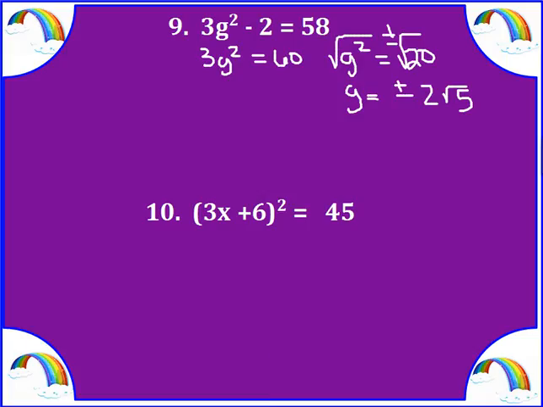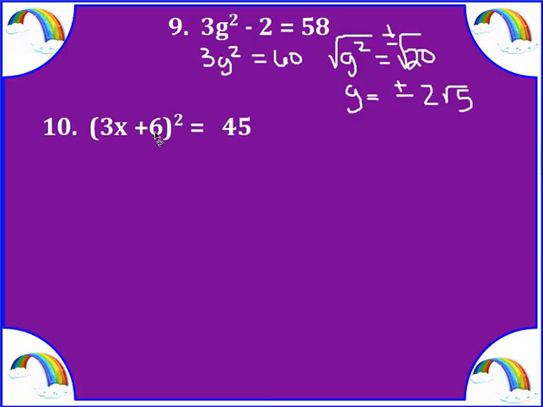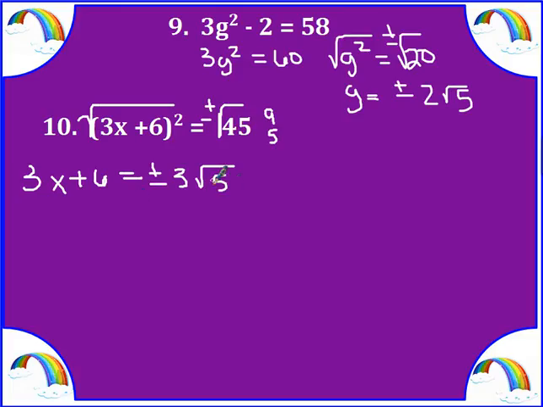I'm going to scoot this problem up because I think we need a little bit more room. Okay, so we are going to take the square root of both sides, positive and negative, so that leaves me with 3x plus 6 equals positive and negative. This breaks down into 9 and 5, so I'm going to have 3 root 5. We are going to subtract 6.